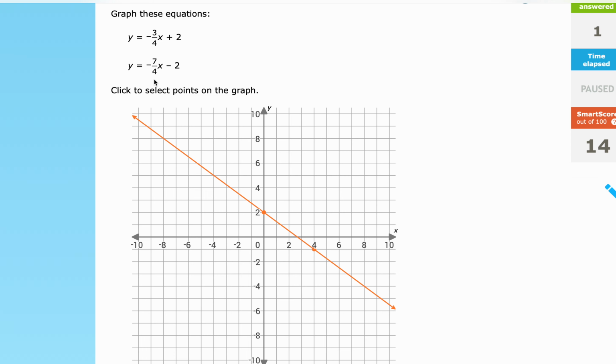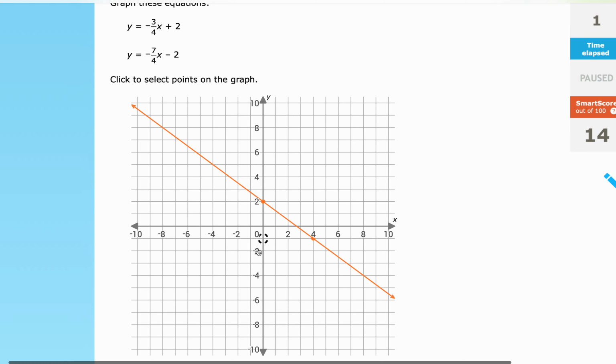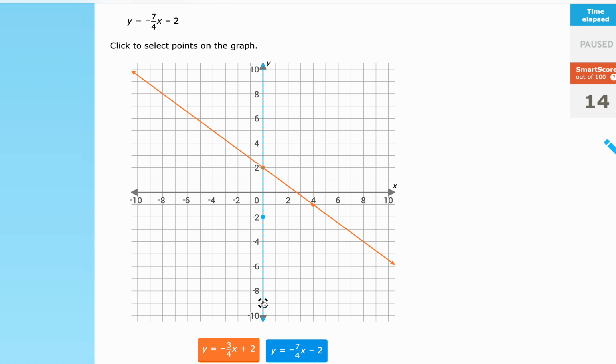We're going to graph y equals minus 7 over 4x minus 2. So we start at negative 2, right? Then we go down 7, starting at negative 2 because it's the y-coordinate. And remember the x-coordinate of the y-intercept is always 0, okay?